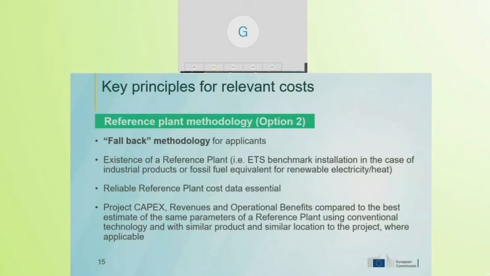And the project capex, revenues and the operational benefits are then compared based on the best estimates of the same parameters for the relevant plant using the conventional technology, compared with the product and location of the plant in the case of the applicant's project. Next slide.